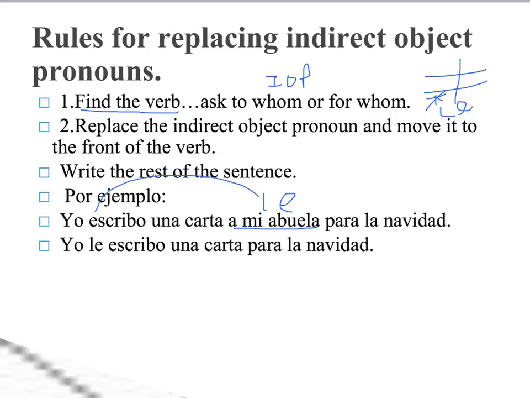Remember that le has to go all the way over in front of the verb. That's where I get my yo le escribo una carta para la Navidad. Notice that I've taken the other parts of the sentence and I just strung them together on the end because you want it to say exactly the same thing. You want to say, I wrote her a letter for Christmas.